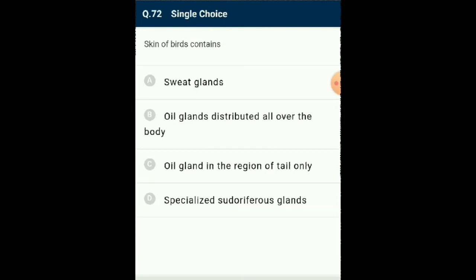Question number 72. Skin of birds. Some of the general characteristics of Aves: they are genuinely flying vertebrates, feathered bipeds, with wings as modified forelimbs, a streamlined body, and a beak. Modified hind limbs are present which generally have scales. The skin of birds is without any gland except the preen gland, or oil gland, or uropygial gland, which is for the purpose of lubrication of feathers, and it is present at the base of the tail. So the answer is option C, oil gland in the region of tail only.